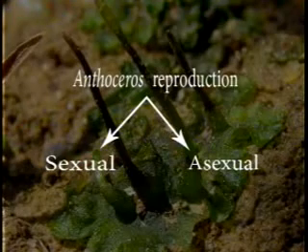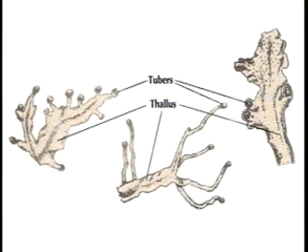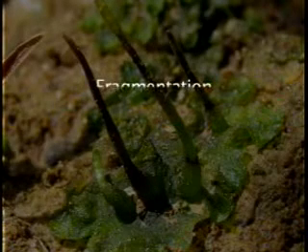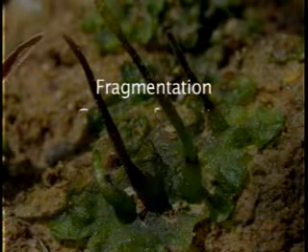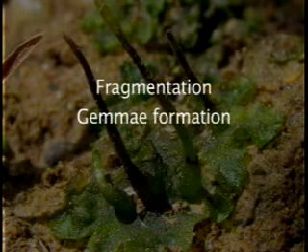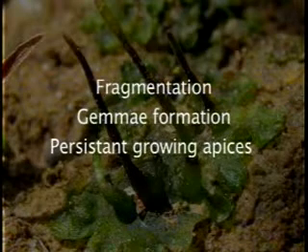Now let's try to know something about its reproduction. Anthoceros reproduces by sexual and asexual means. Asexual reproduction usually takes place by tubers, which are able to withstand unfavorable conditions. Other means of asexual reproduction include fragmentation, gemma formation, persistent growing apices, and apospory.